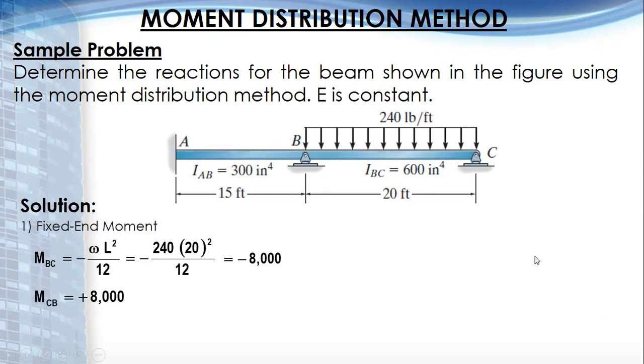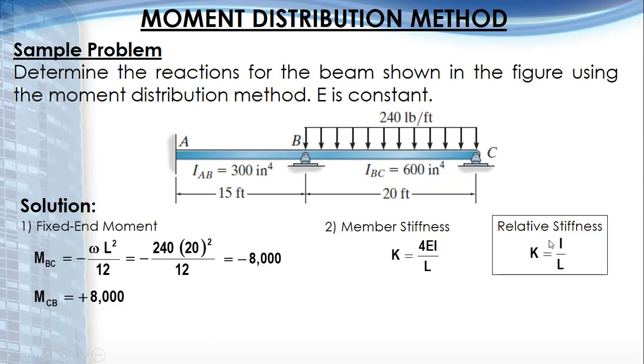Okay. The next is to compute the member stiffness. And the formula is EI over L. But since E is constant, we will use the relative stiffness, which is equal to I over L. So for AB, it's the same as BA. Same value of I, same value of L. So I 300 over L 15, that's 20. And for BC and CB, the stiffness is 30.